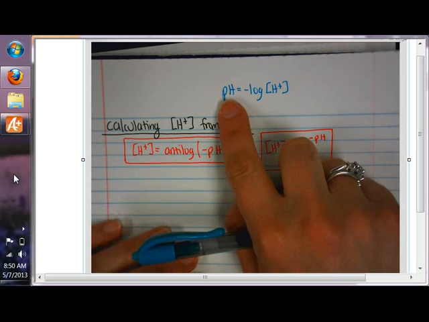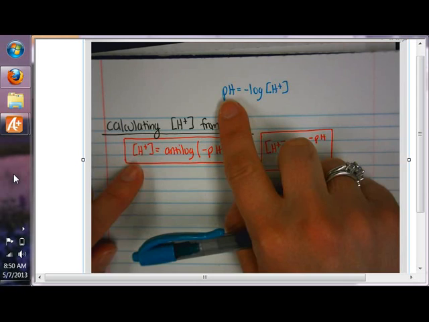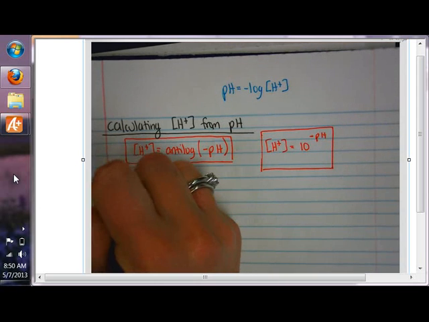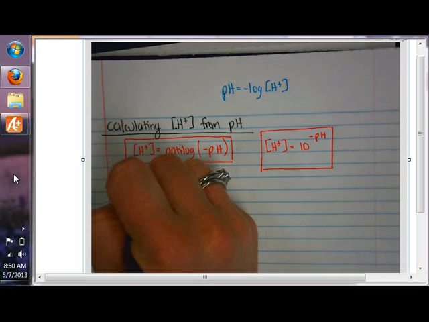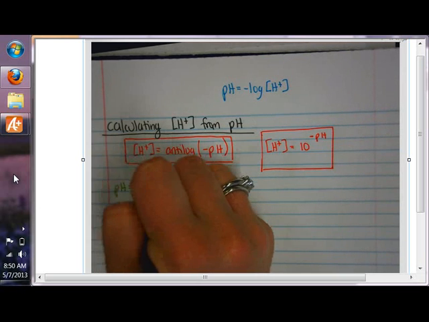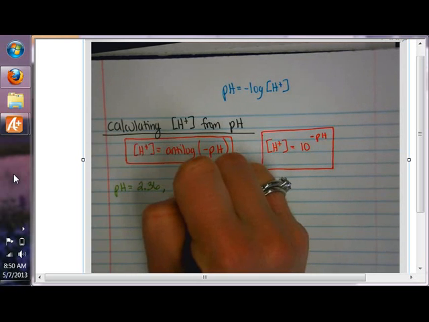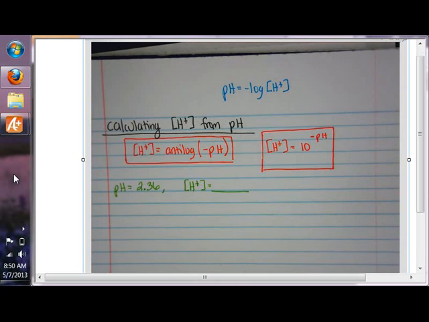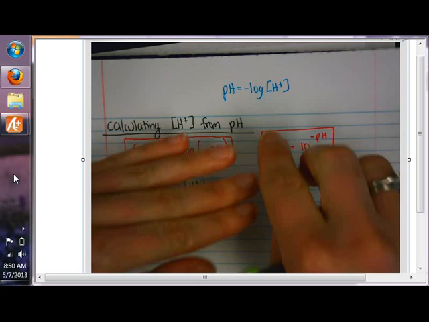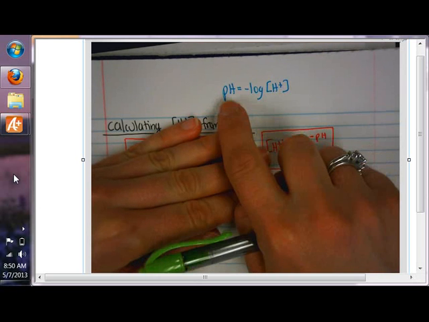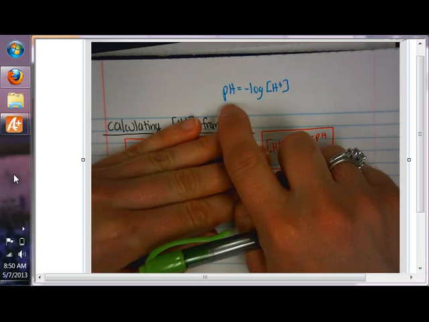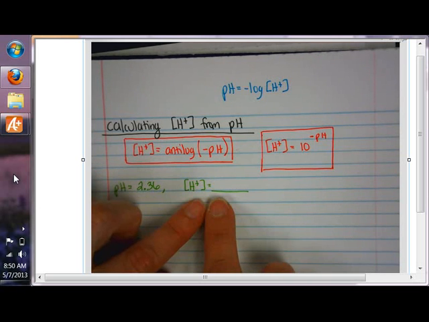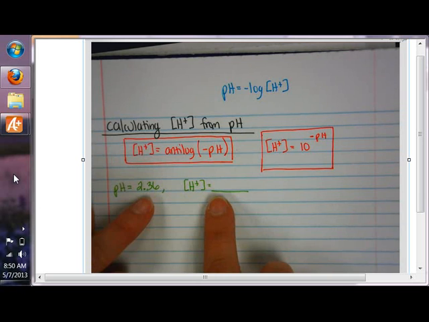Now, in these problems, they want us to go backwards. So, for example, let's say the pH was equal to 2.36, and they want us to find the concentration of hydrogen from that. So today in class, we were taking hydrogen concentration and going to pH. Tonight and tomorrow, we are going to be taking the pH and going backwards. Okay, they're just opposites of one another.